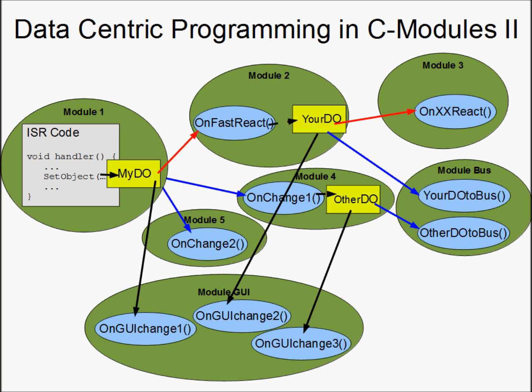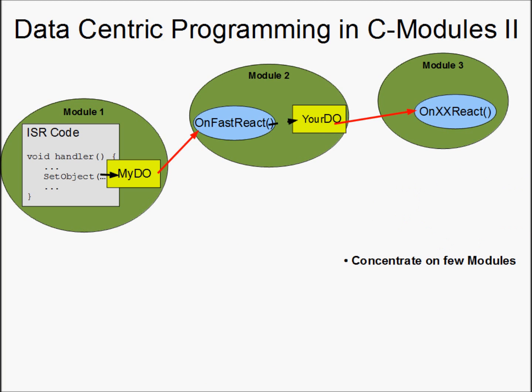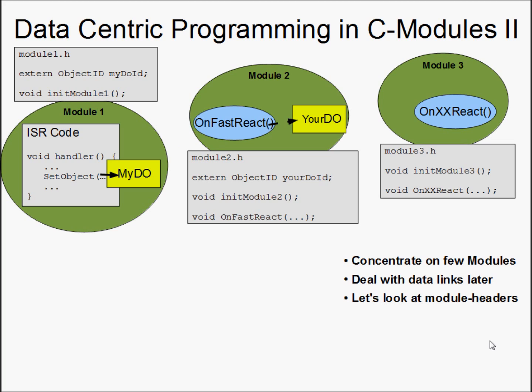Next slide. Again, I start with the result of the previous page. To look at a module's implementation, I want to concentrate on a few modules only. And I also want to deal with the data links later. Here we see what the essential part of the modules' headers could look like. All modules have an initialization function.